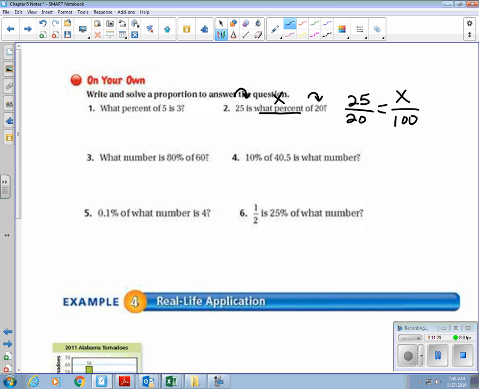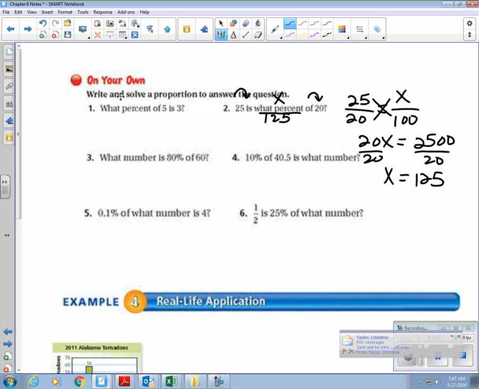I can see that the top part is bigger than the whole. So my percent should be bigger than 100% because the part is bigger than the whole. So let's cross multiply. I'm going to get 20x is equal to 2,500. Divide both sides by 20. Again, you can use a calculator to do that. And we're going to end up with x is equal to 125. So you'll see that 25 is 125% of 20. So the part is bigger than the whole, so the percentage was bigger than 100%.